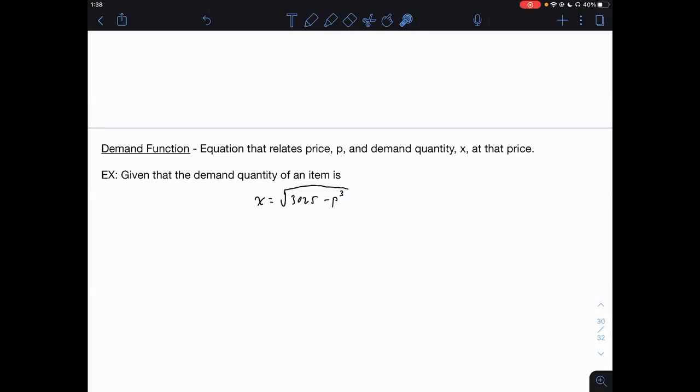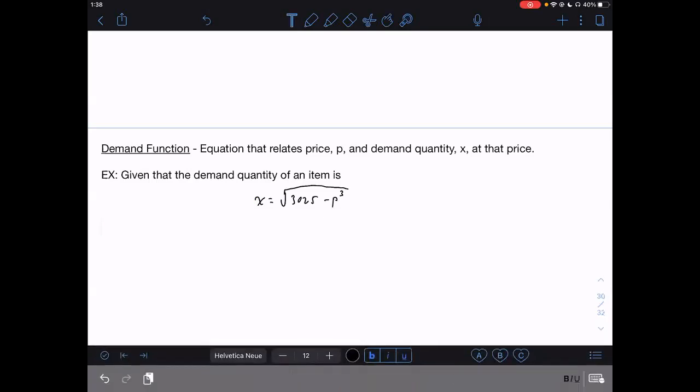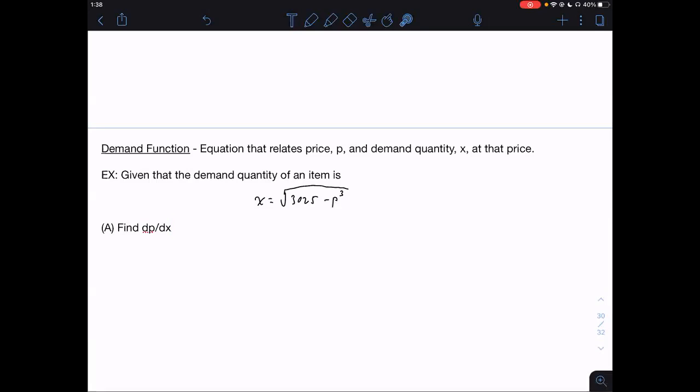Now, for this problem, let's do two parts. Suppose for part A, I find dP over dx. Let's find this related rate, the change in the price with respect to quantity, dP over dx. So how are we going to find this? We're going to find this implicit derivative of this explicit function, dP over dx.